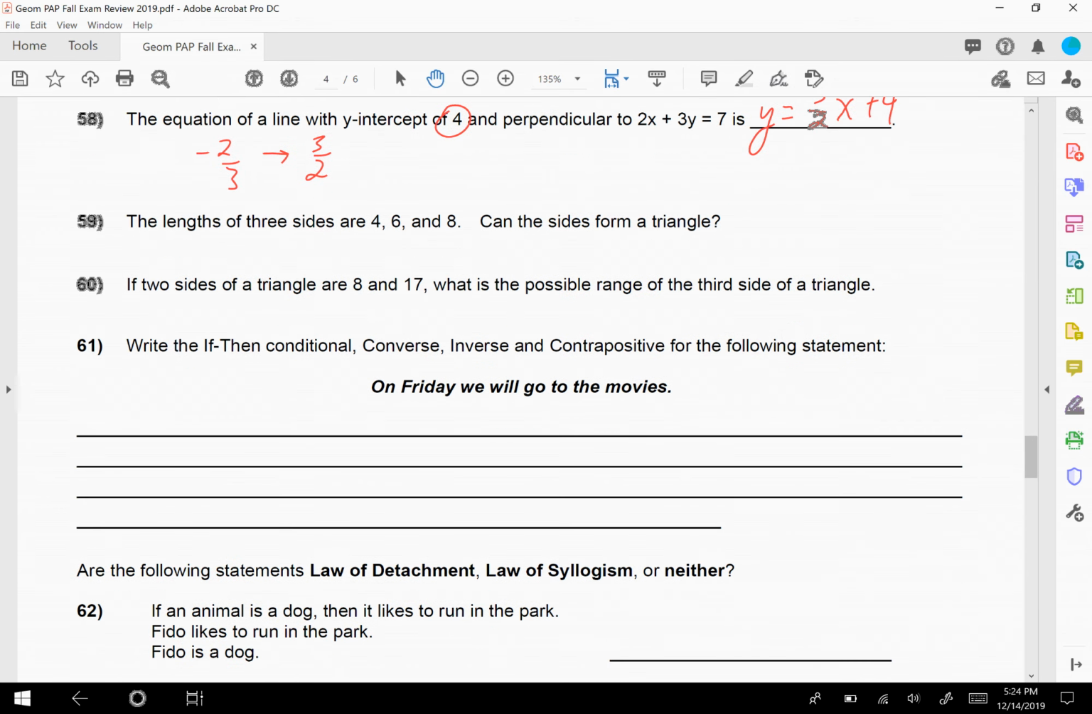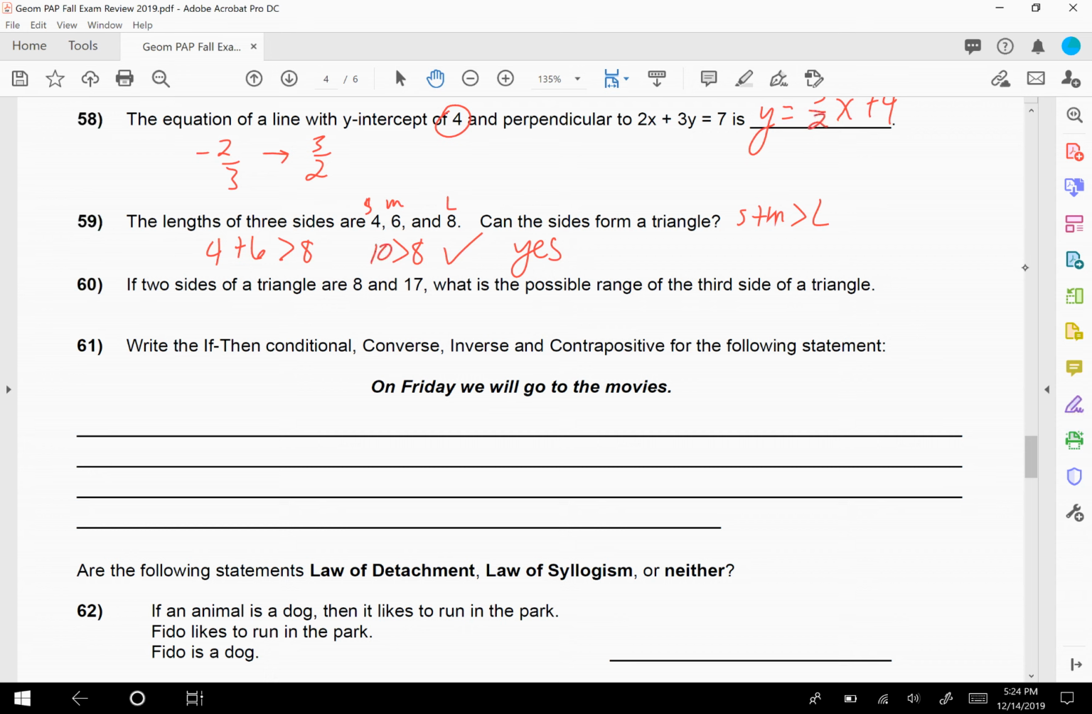All right, next thing here. It says the lengths of 3 sides are 4, 6, and 8. Can the sides form a triangle? So remember, you have to do your small plus your medium is greater than the long side. 8 is our long side, 4 is our small, and 6 is the medium. So we have 4 plus 6 is greater than 8. Well, 10 is greater than 8. This is true, so yes.